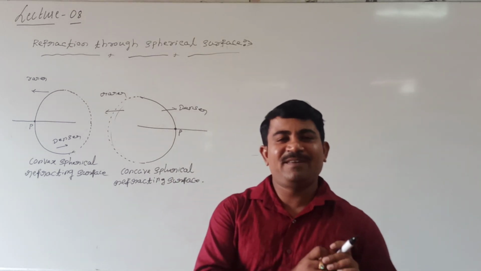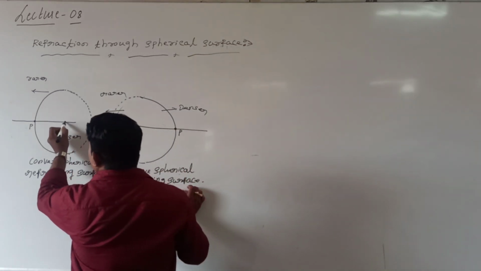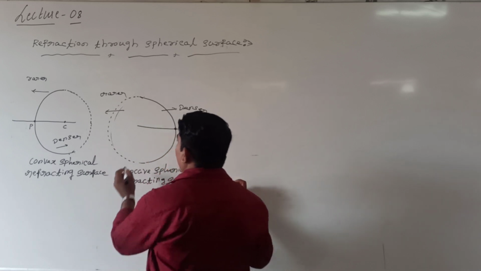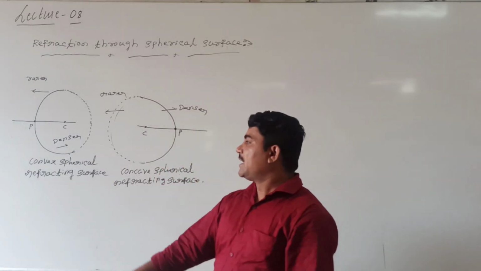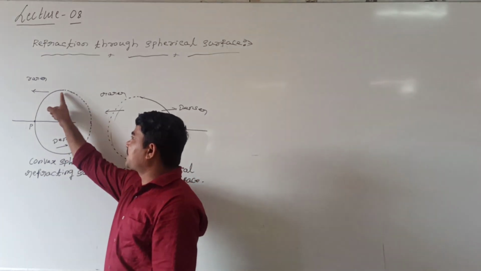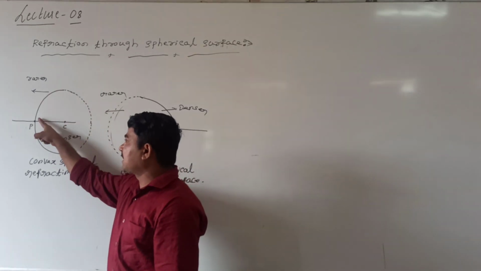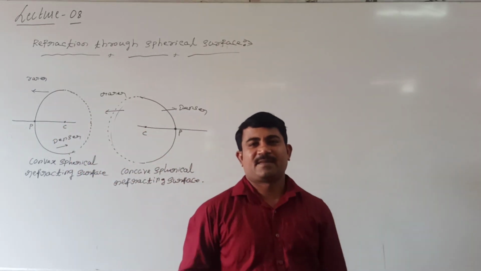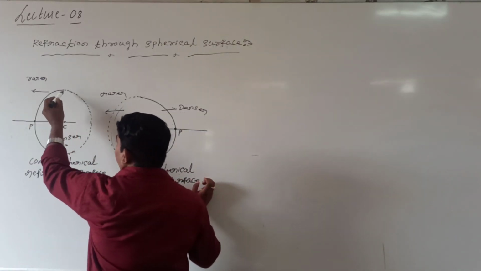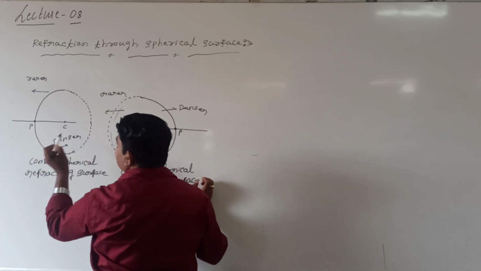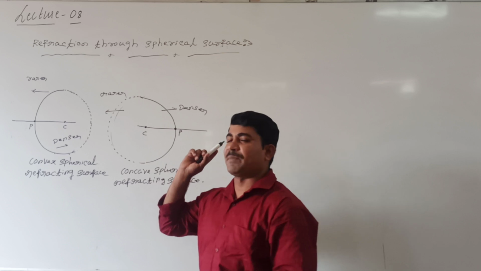One more term we can define, that we are calling center of curvature. For both convex and concave, I can take this as the center part. Center of curvature is the center of the sphere of which the spherical surface forms a part. I mean the center of the sphere in which the spherical refracting surface forms a part. This we are calling center of curvature. This also becomes center of curvature.